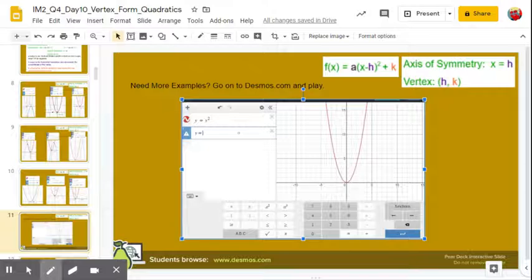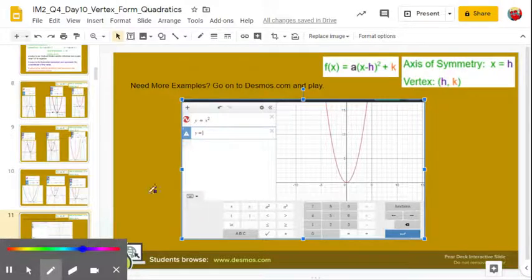Why don't you try to make predictions yourself? Try to predict, where's the vertex going to be? Is it going to open up or open down? Is it going to be stretched or compressed? Then type it in and then see where it's at on the graph. Was your prediction correct? All right, just keep doing these until you got it down. Keep playing with it. Hope this has been helpful.